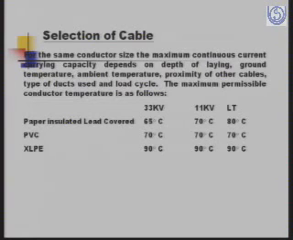The maximum permissible conductor temperature is as shown. For paper insulated lead covered cables, for 33 kV it is 65 degrees C, for 11 kV it is 70 degrees C, for LT it is 80 degrees C. For PVC cables, for 33 kV it is 70 degrees C, for 11 kV it is 70 degrees C, and for LT it is 70 degrees C. For XLPE cables, the permissible conductor temperature is 90 degrees C for 33 kV, 90 degrees C for 11 kV, and 90 degrees C for LT cables.